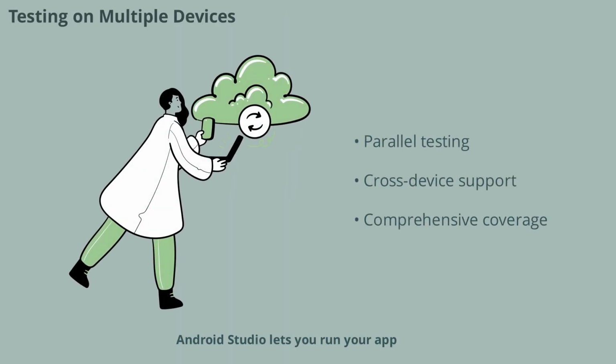Android Studio lets you run your app on multiple emulators or physical devices simultaneously. This is useful for ensuring your app works across different screen sizes and hardware configurations. Select the devices you want to target and run your app in parallel.